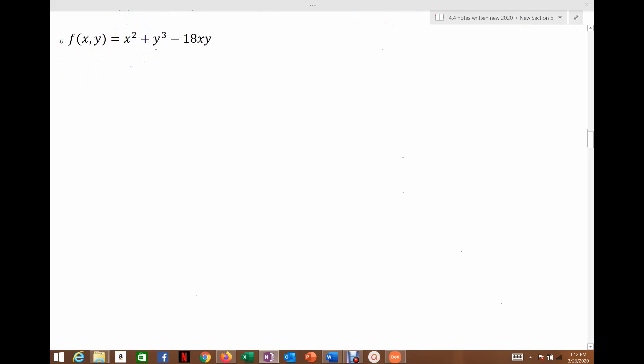Alright, so I know this is going to be a nonlinear case because I've got a y cubed here, right, which means I'm not going to have a line anymore. So we'll have to solve this one by substitution.